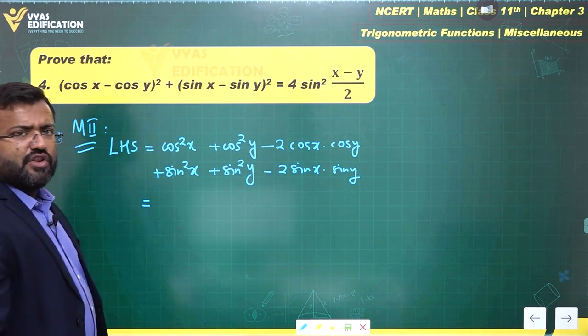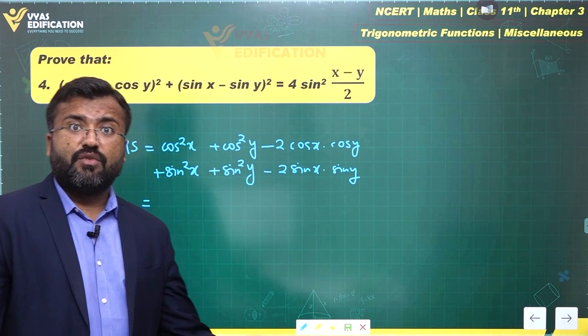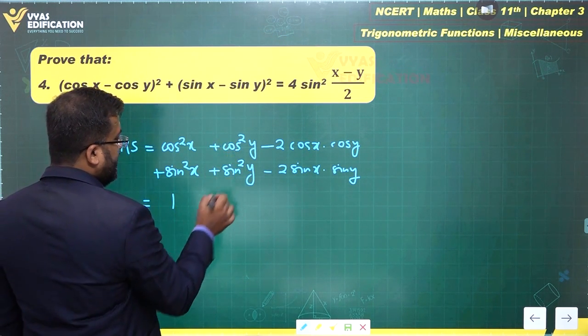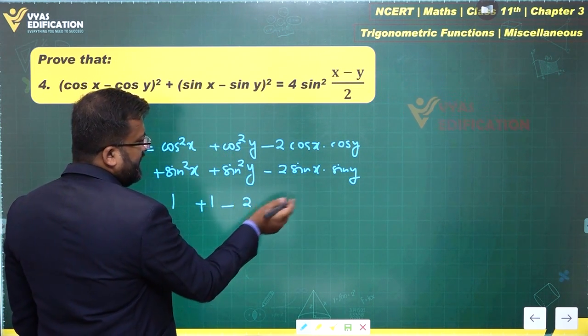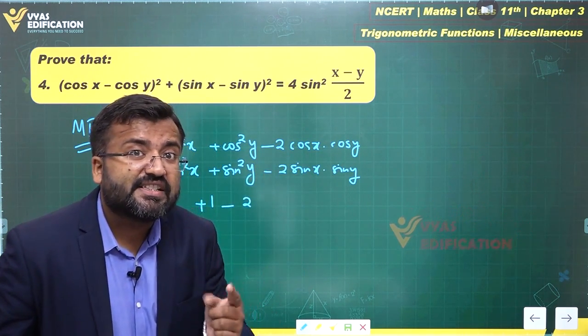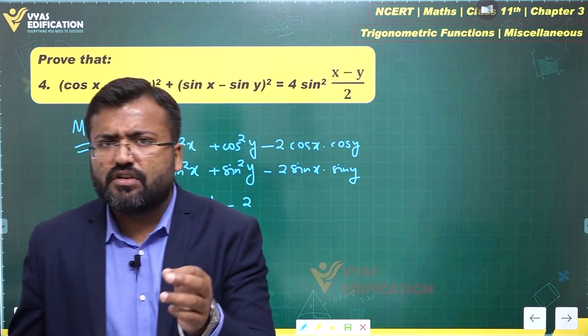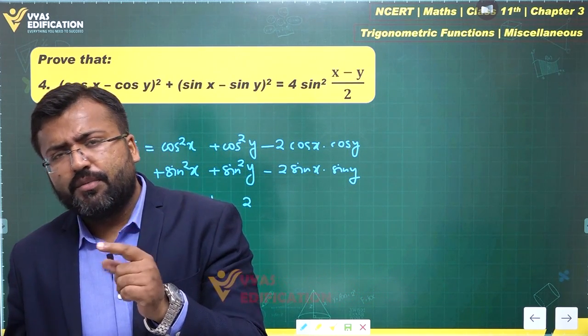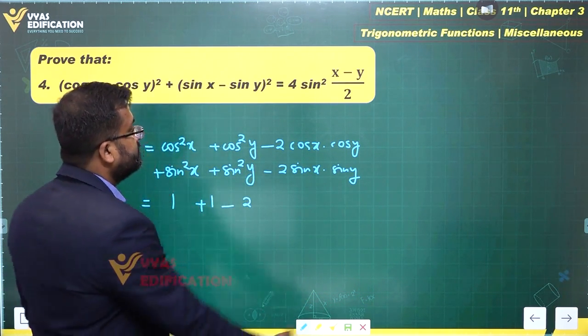Okay. Now what is this cos square x plus sin square x equal to? This is simply 1. This again is simply 1. This is minus 2. Let's take out a minus 2 common from these two terms. This becomes cos x cos y plus sin x sin y. Now cos x cos y plus sin x sin y will be equal to cos of (x minus y), right?